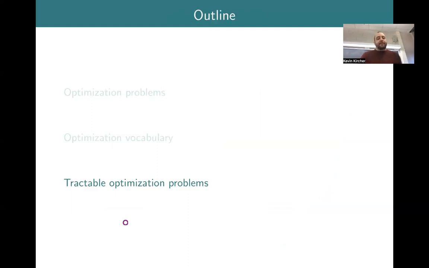Okay, so with some vocabulary and a little bit of background under our belt, let's talk about tractability of optimization problems. Because again, we're trying to find a class of problems that are basically solvable in a reasonable amount of time.